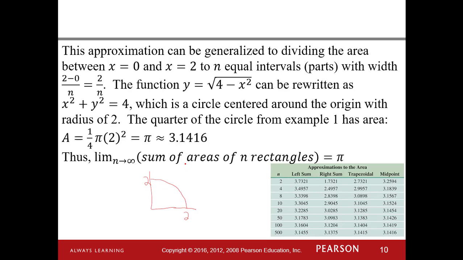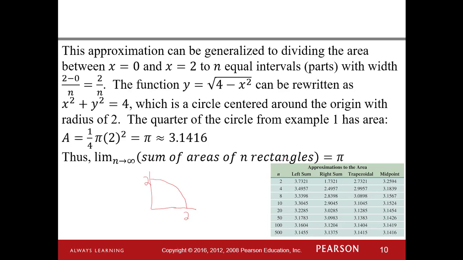Since we have that quarter of the circle from example 1, we could calculate its area directly by using the area of a circle and taking a fourth of it. In this case, using a radius of 2, we have 1/4 times pi times 2 squared. That just simplifies down to pi, and our exact area is 3.1416. Right? And we could try to approximate the area using, again, those rectangles, finding the approximations for it.